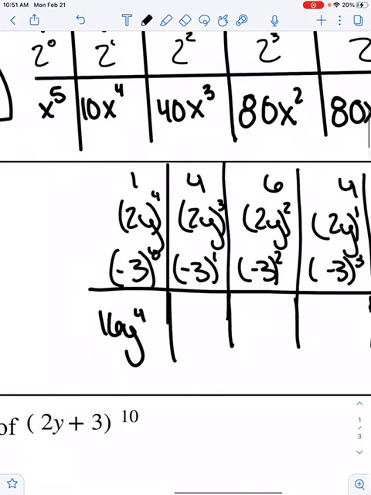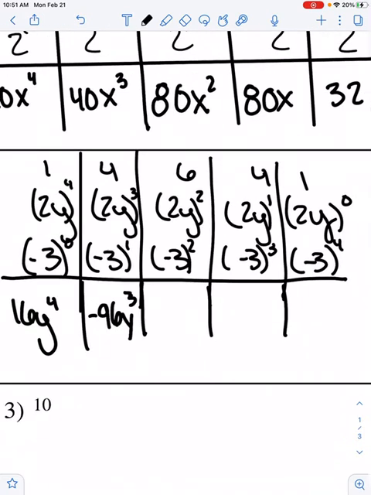And then negative 3 to the 1 is negative 3. 2y to the 3rd power, 2 times 2 is 4, 4 times 2 is 8y to the 3rd. And 8 times negative 3 would be negative 24, y to the 3rd, and then times 4 would be negative 96, y to the 3rd.